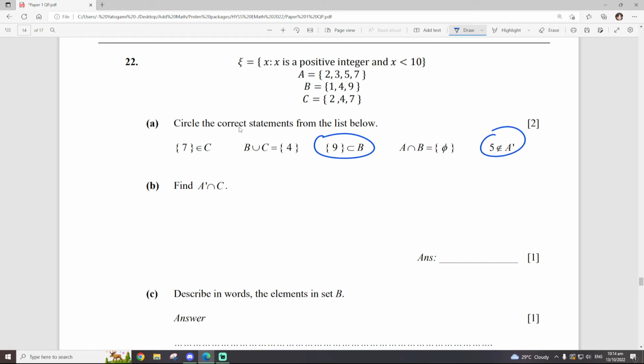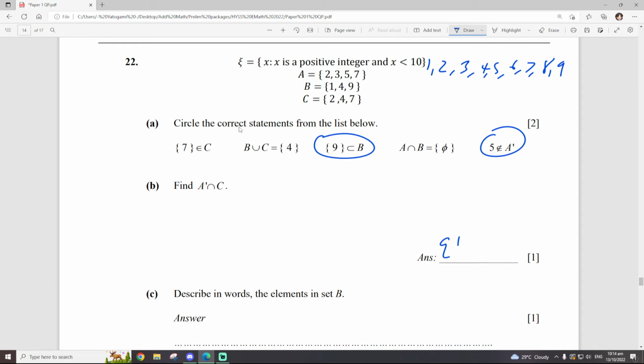Find A complement intersect C. So x is a positive integer and x is less than 10, so that is actually all the positive integers 1, 2, 3, 4, 5, 6, 7, 8, 9, right? So we know what is in A prime, A complement. Actually, you'll notice that A is all the prime numbers, right? So it will be 1. So 1 is part of both sets.